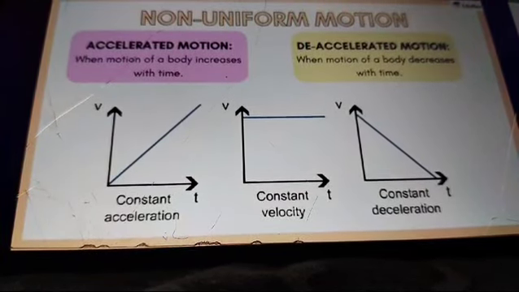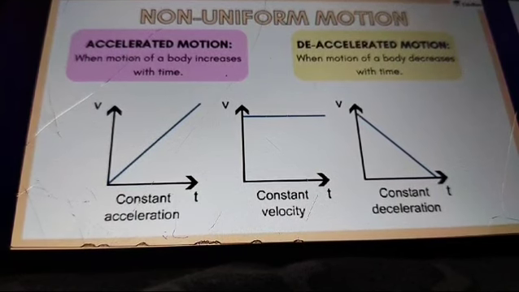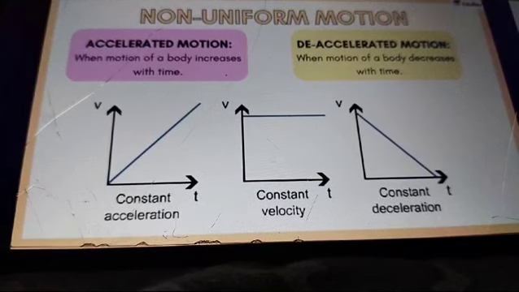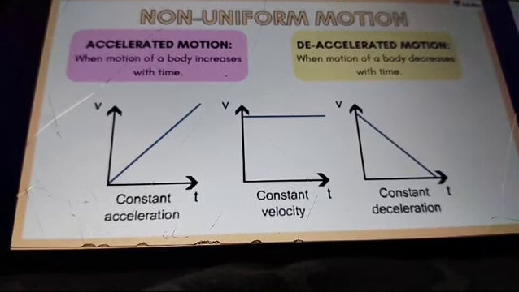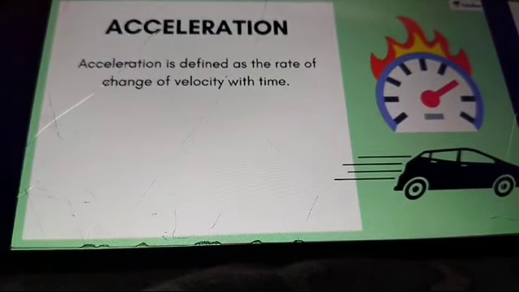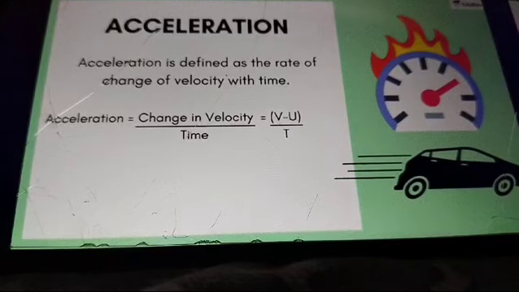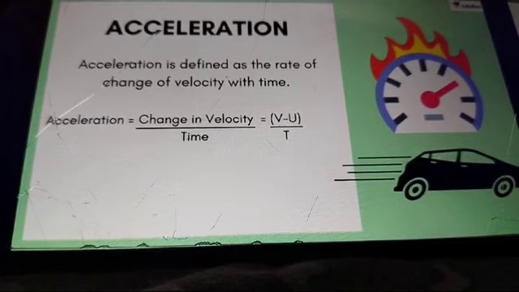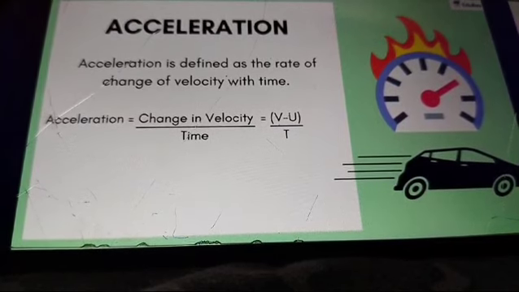Now, we know, in non-uniform motion the body is changing velocity. So, non-uniform motion can be of two types, accelerated or decelerated. Acceleration is defined as the rate of change of velocity with time. It is calculated as the change in velocity divided by time. Acceleration is equal to (v minus u) upon t.